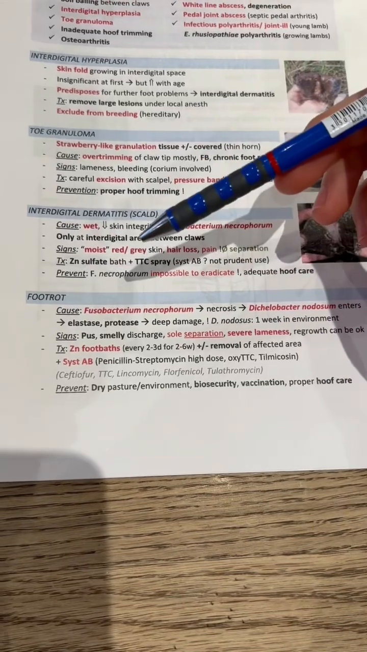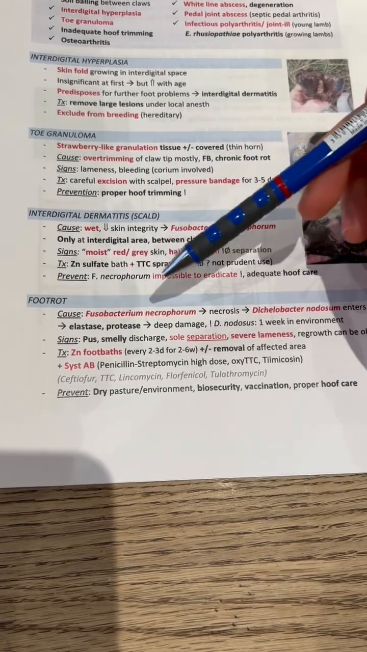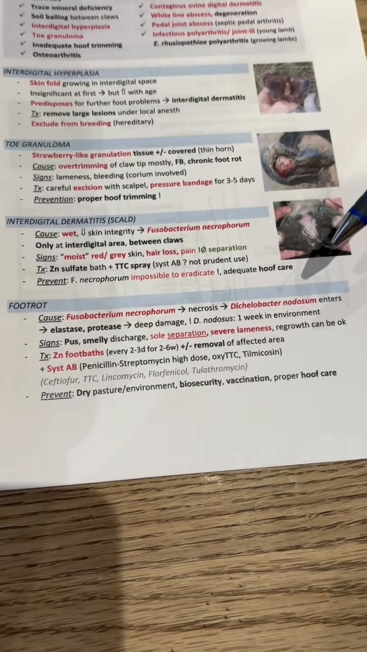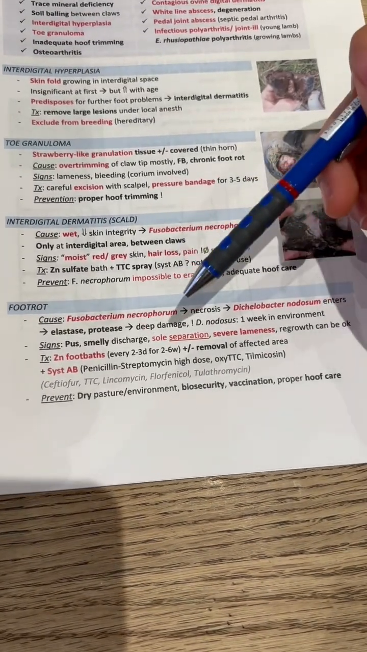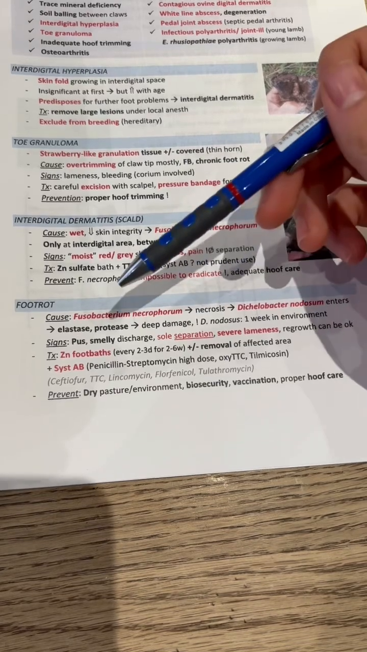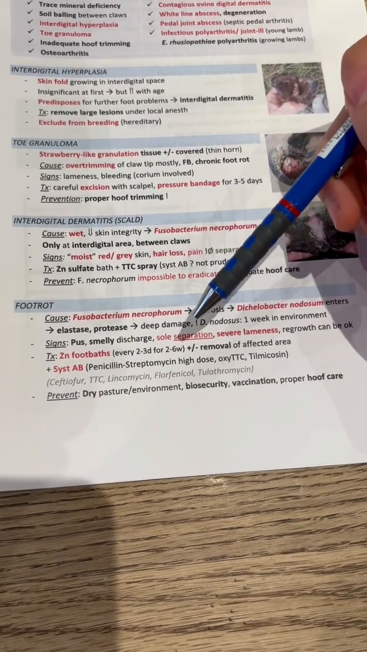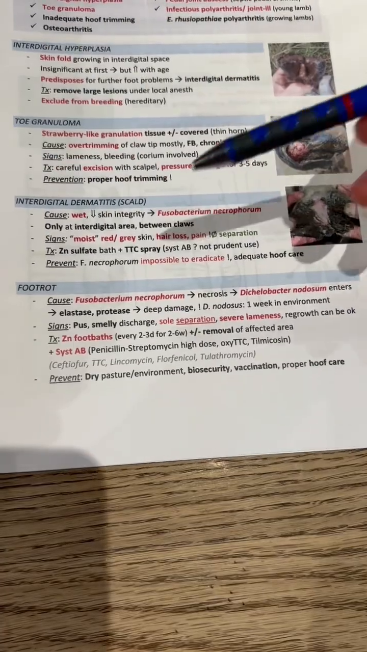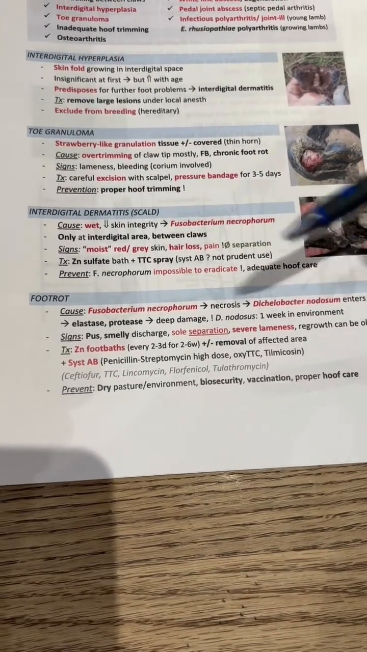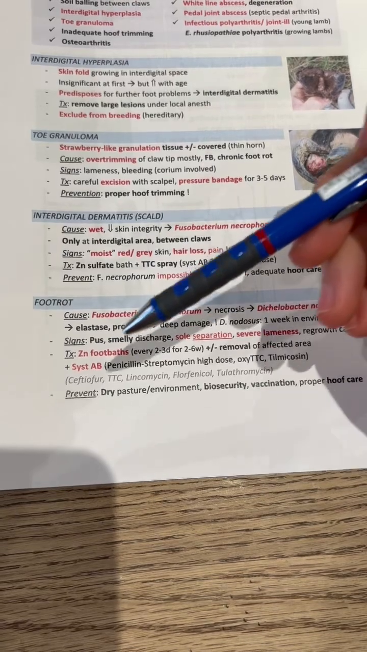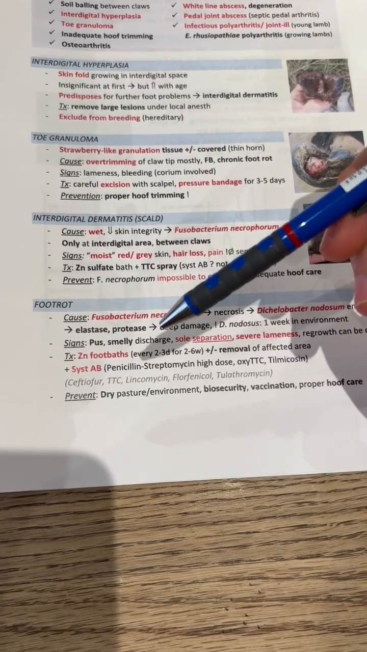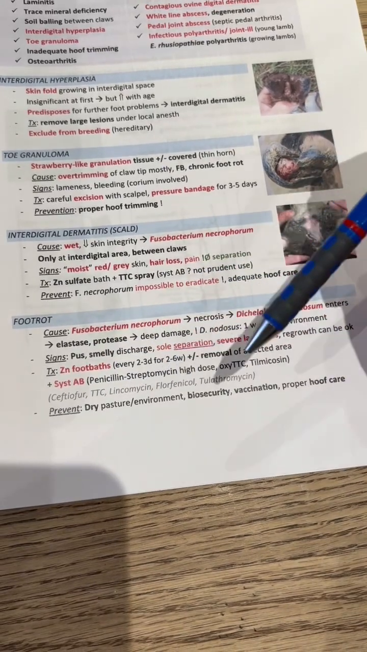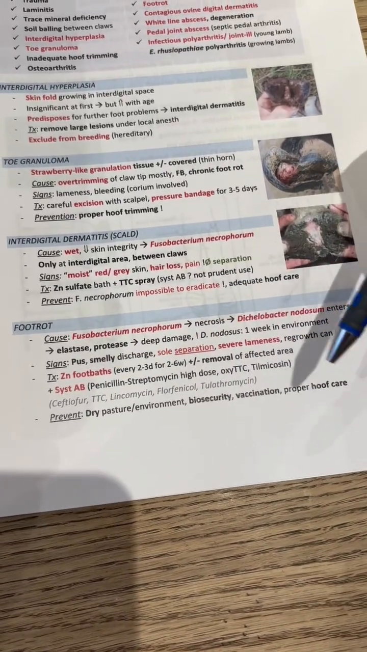For foot rot, the cause is Fusobacterium necrophorum causes necrosis, and then Dichelobacter nodosus enters, and then this causes deep damage. The signs are pus and smelly discharge and sole separation. There is no sole separation in interdigital dermatitis. Foot rot also causes severe lameness. For the treatment, have zinc foot baths as well as systemic antibiotics such as penicillin and streptomycin. And for prevention, have dry pasture and biosecurity and vaccinations and proper hoof care.